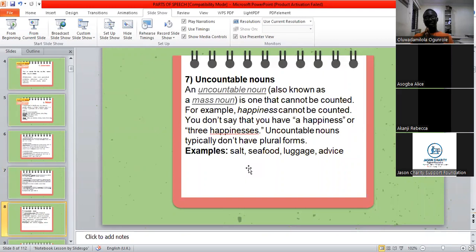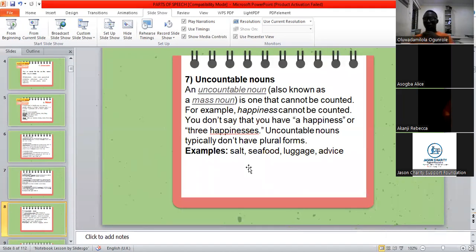These are also known as mass nouns. It means they cannot be counted. For instance, an abstract noun, happiness, cannot be counted. So it will be wrong for you to say, I have a happiness today. No. Or it will be wrong for you to say, I have 3 happinesses. Now, because these things cannot be quantified, they cannot be quantified singularly.